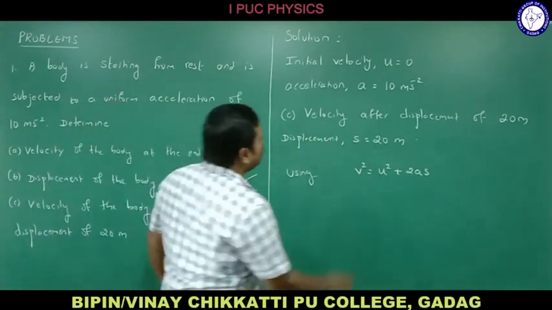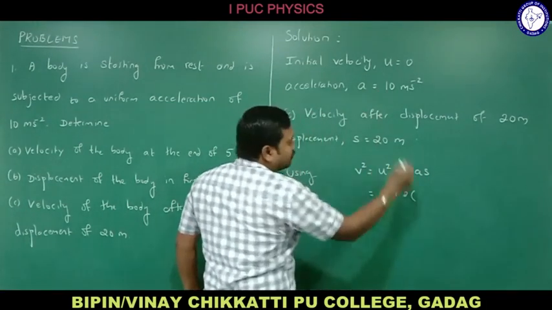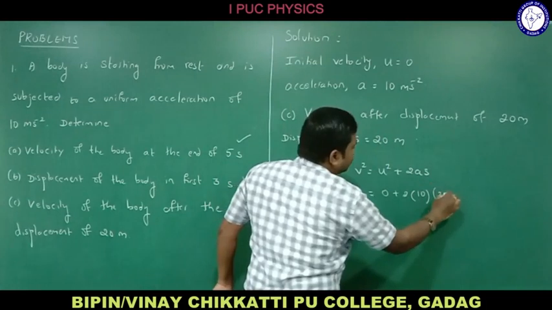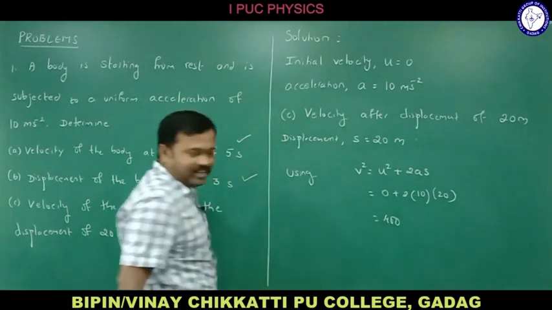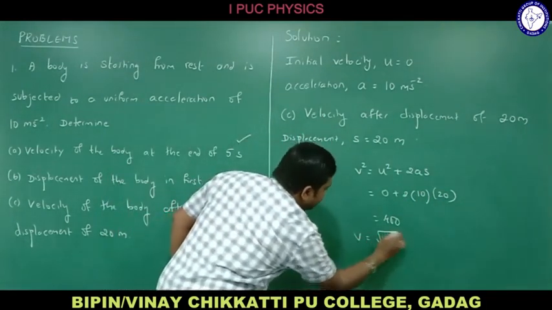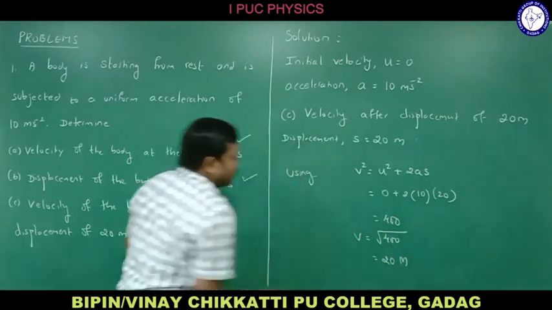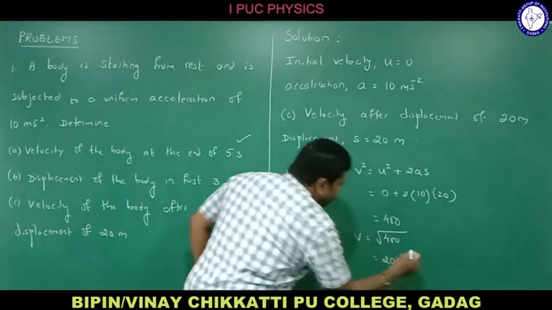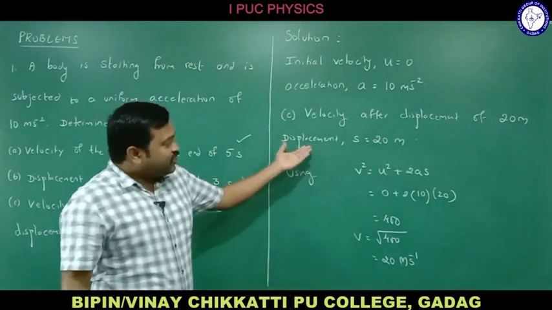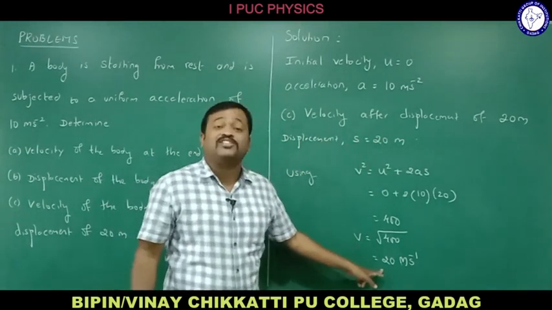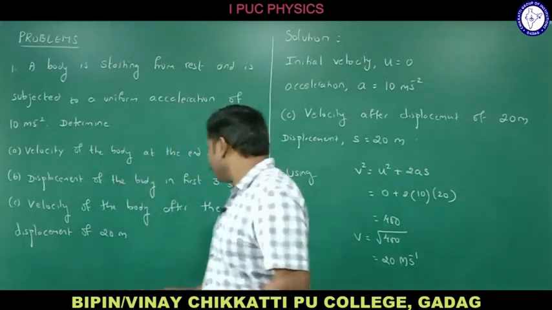Let me substitute. V is what we are calculating. U is 0, plus 2, acceleration is 10, and the displacement is 20. If you calculate this, you will get 400. Then to calculate V, that is the square root of 400, which is 20 meter per second, because it is velocity and the SI unit of velocity is meter per second. So after the displacement of 20 meters, the velocity of the body is 20 meter per second. This is how we need to solve. So we have solved the third case also.